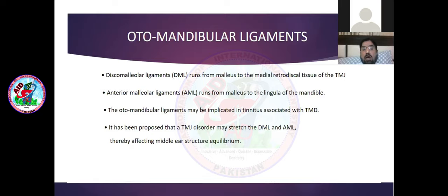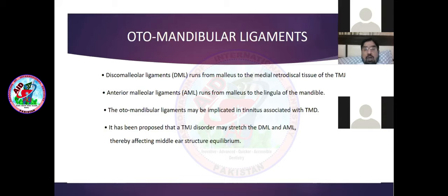It runs from the malleus to the medial retrodiscal tissue of the TMJ. Understand? It's sometimes very difficult to understand, but I will make it easy. The anterior malleolar ligament runs from the malleus to the lingula of the mandible. Now try to understand. The malleus is a part of the middle ear. So these ligaments are coming from the malleus and going to the lingula of the mandible or the medial retrodiscal tissue of the TMJ. These two ligaments.